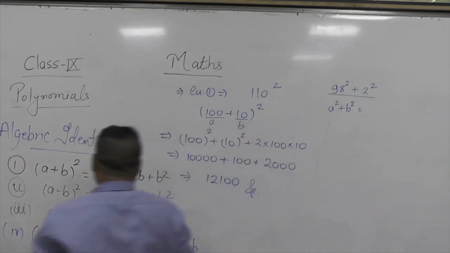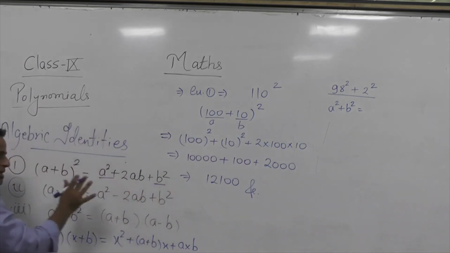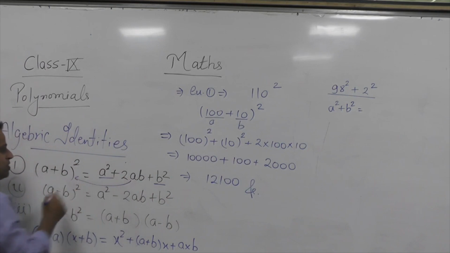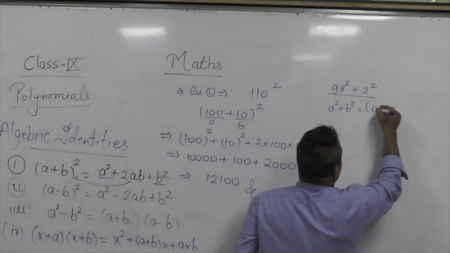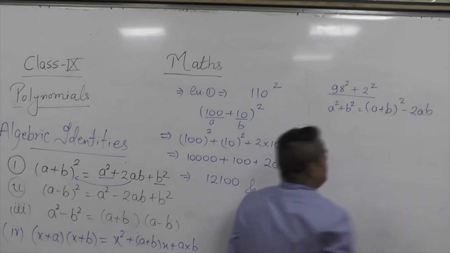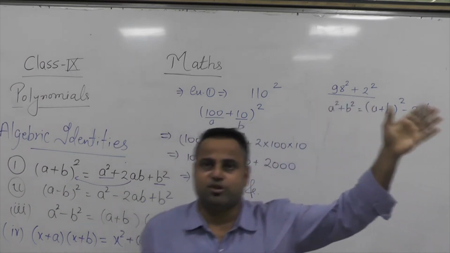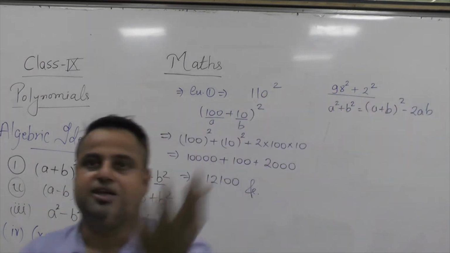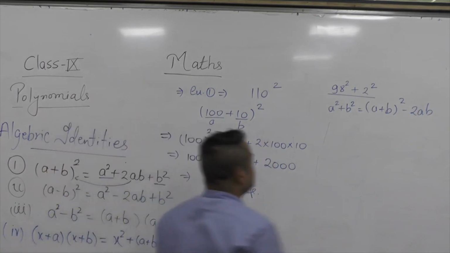How can we make it? See, what we can do is keep A square and B square here. We just transpose 2AB to the other side, so that this identity will get changed. It will become A plus B whole square minus 2AB. Because as you know, A plus B whole square is A square plus B square plus 2AB. Minus 2AB will get cancelled, so that A square plus B square will remain.